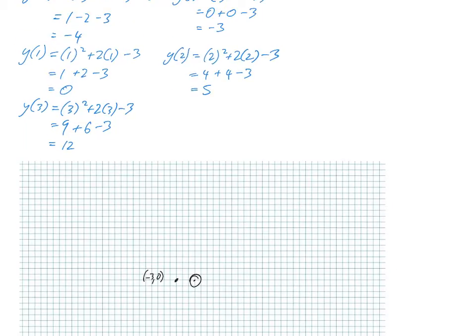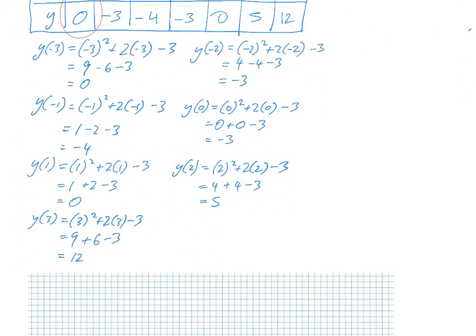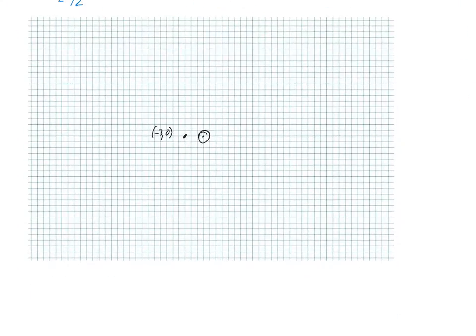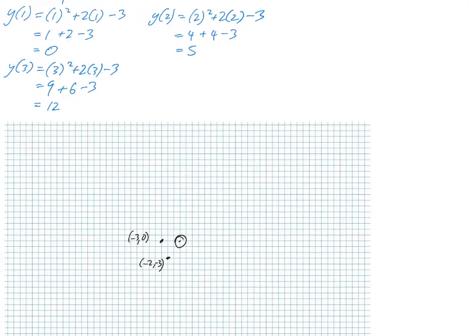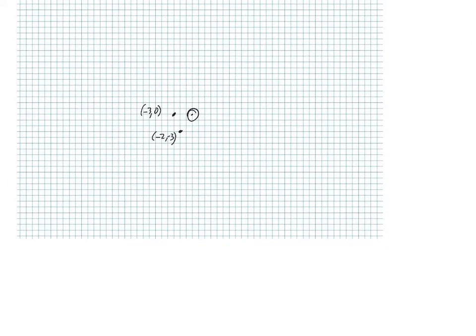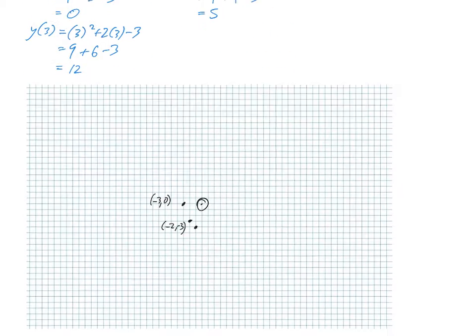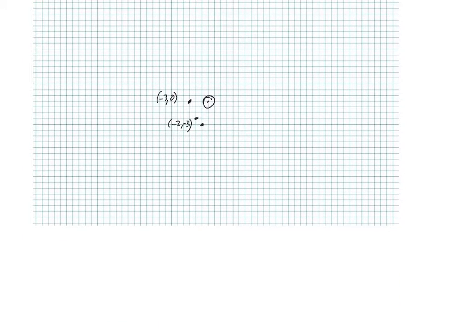And the next dot, negative 2, negative 3. Negative 1, negative 4. Oh, I need to write the coordinates. Negative 1, negative 4.